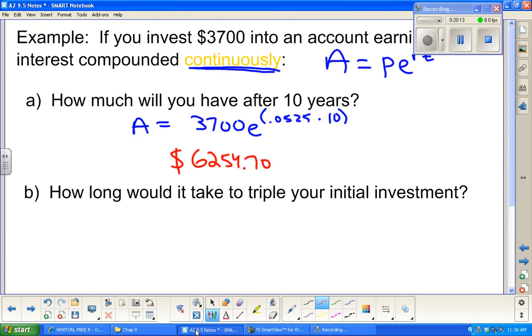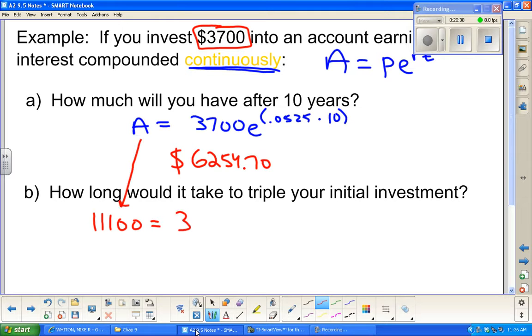Okay, so part B then, similar to what we did in part B in the other problem, how long will it take? Let's say we want to triple our initial investment. So we started with $3,700, that's our initial amount, but the ending amount would need to be triple that. So times 3 would be $11,100.